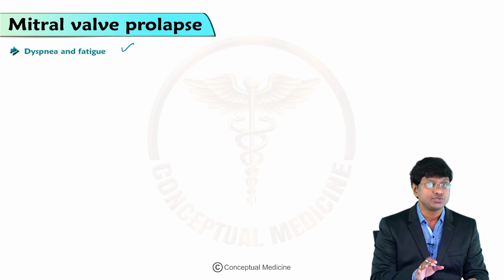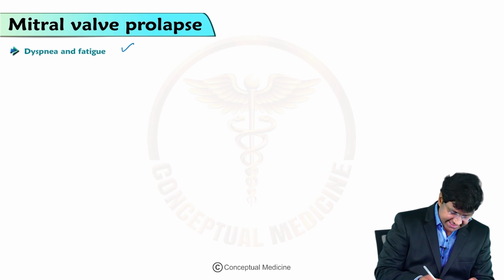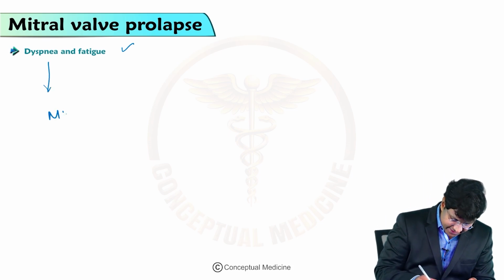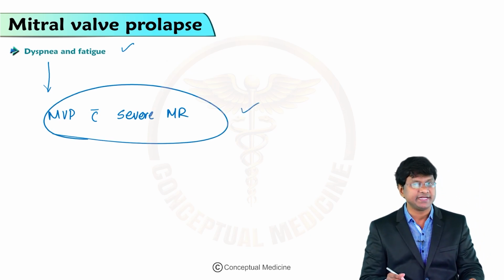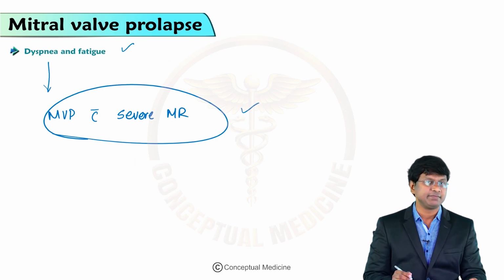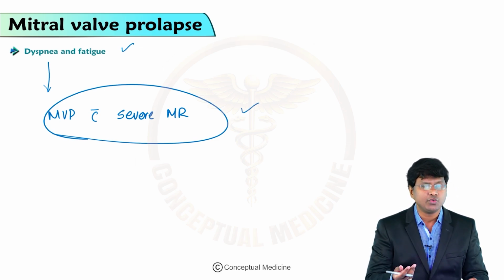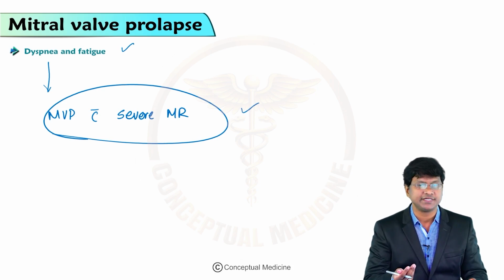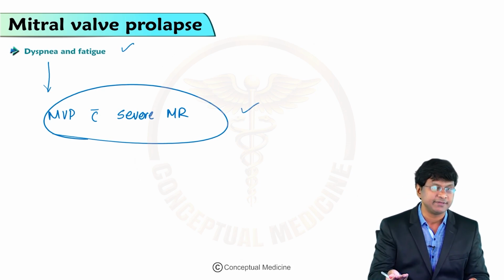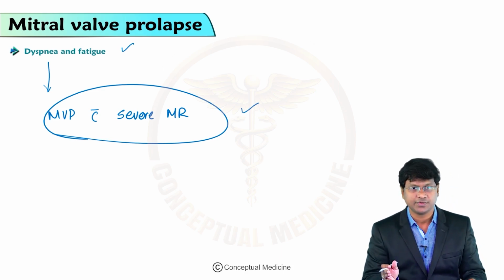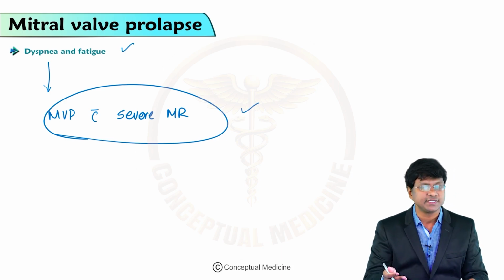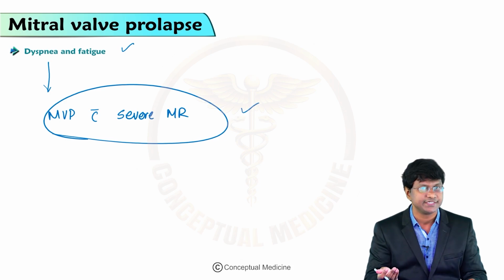Now, you need to understand why there is dyspnea. Dyspnea and fatigue will be there when mitral valve prolapse is associated with severe mitral regurgitation. In those individuals there is development of dyspnea as well as fatigue. Why is there dyspnea in patients with mitral regurgitation? At one point of time they develop left ventricular failure resulting in pulmonary edema, causing the dyspnea. And why will there be fatigue? Because of decrease in cardiac output whenever the individual develops mitral regurgitation.